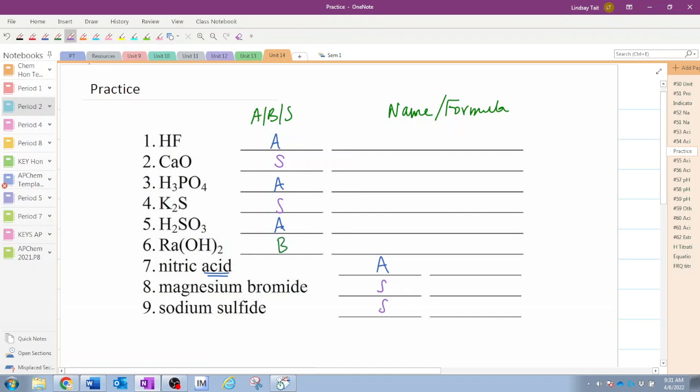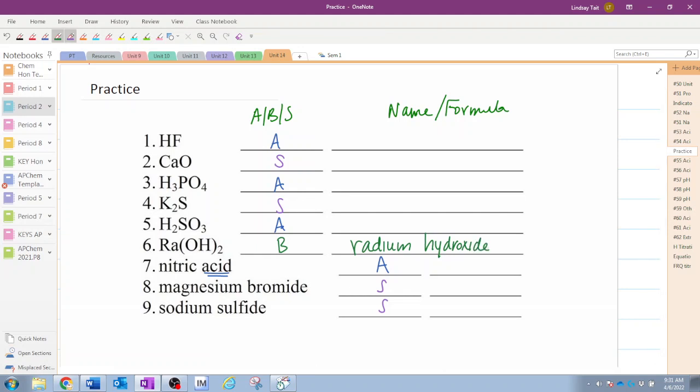All right, and so then I can go through and start grouping these. We'll do all of our names first. The bases are the easiest because you just name the cation and the anion is always hydroxide. So it just meant Ra. We might have had to hunt for it. It was at the bottom of group 2, but that would have been radium hydroxide.